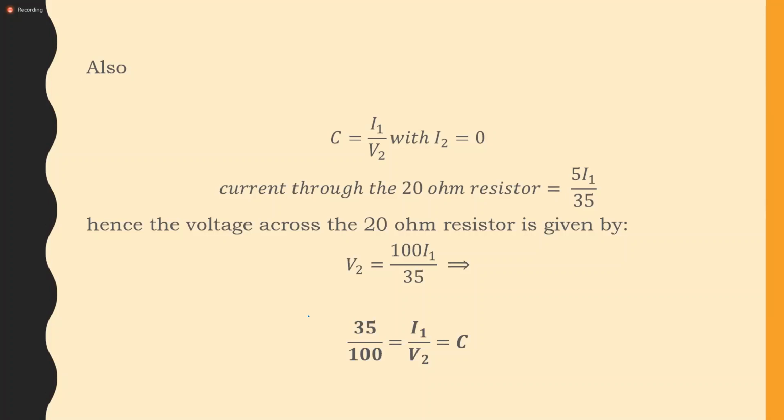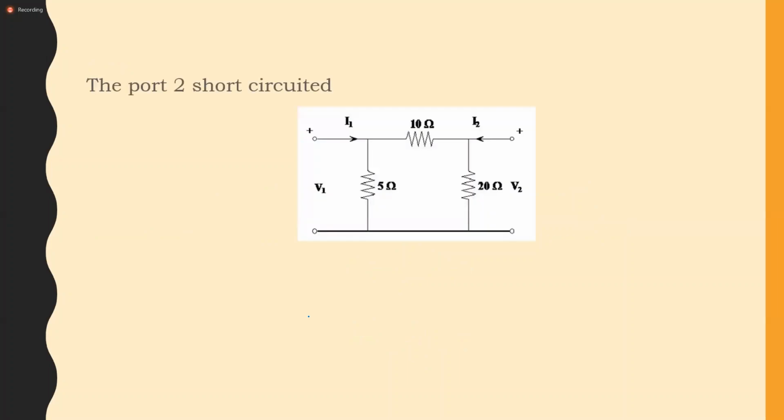So we just found A and C by open circuiting the output port. We can now find B and D by short circuiting that port, or in other words, making V2 0. So let's find B and D. If I short circuit the port, what I want is B, which is V1 over minus I2.